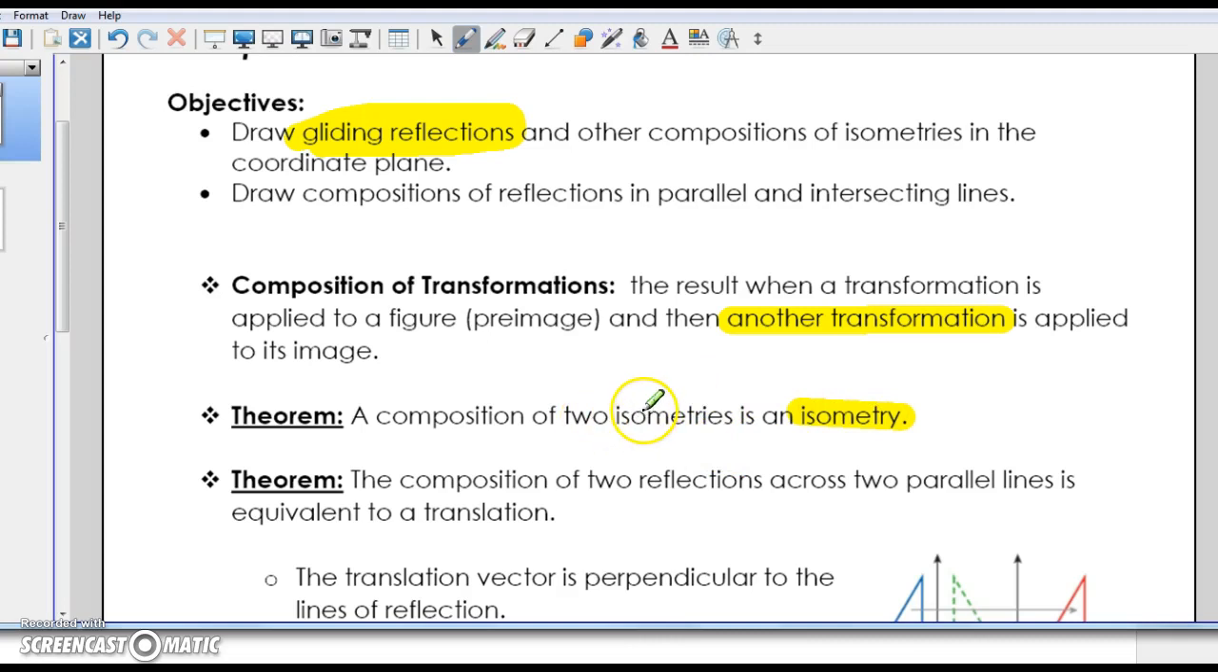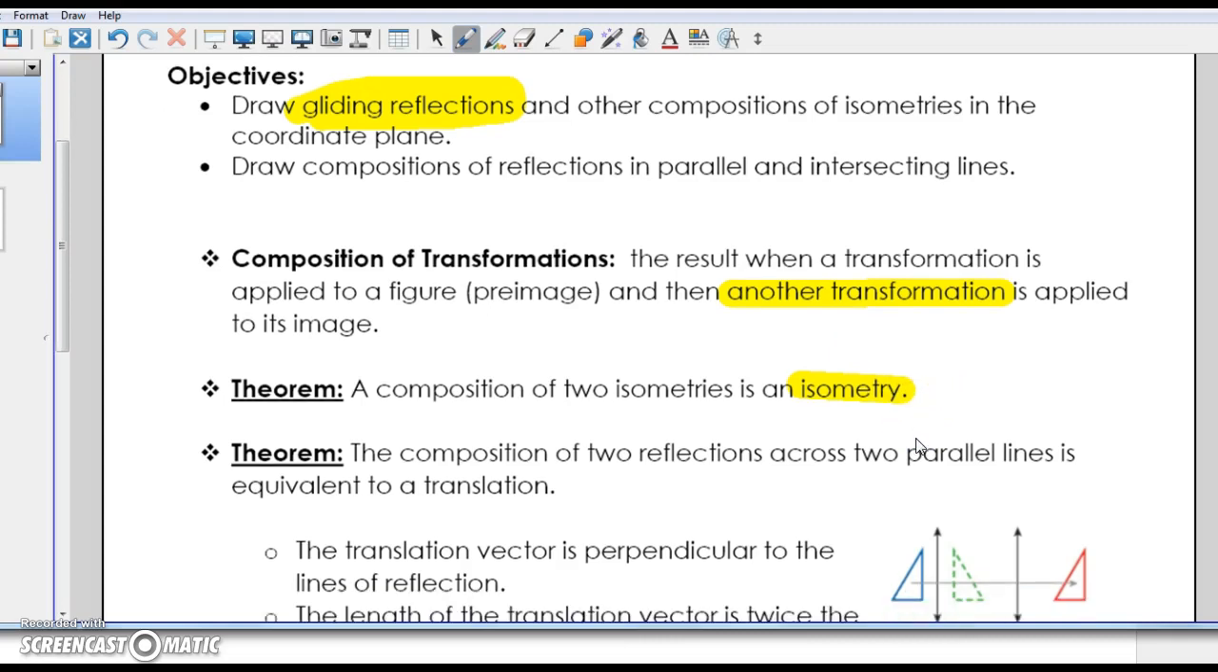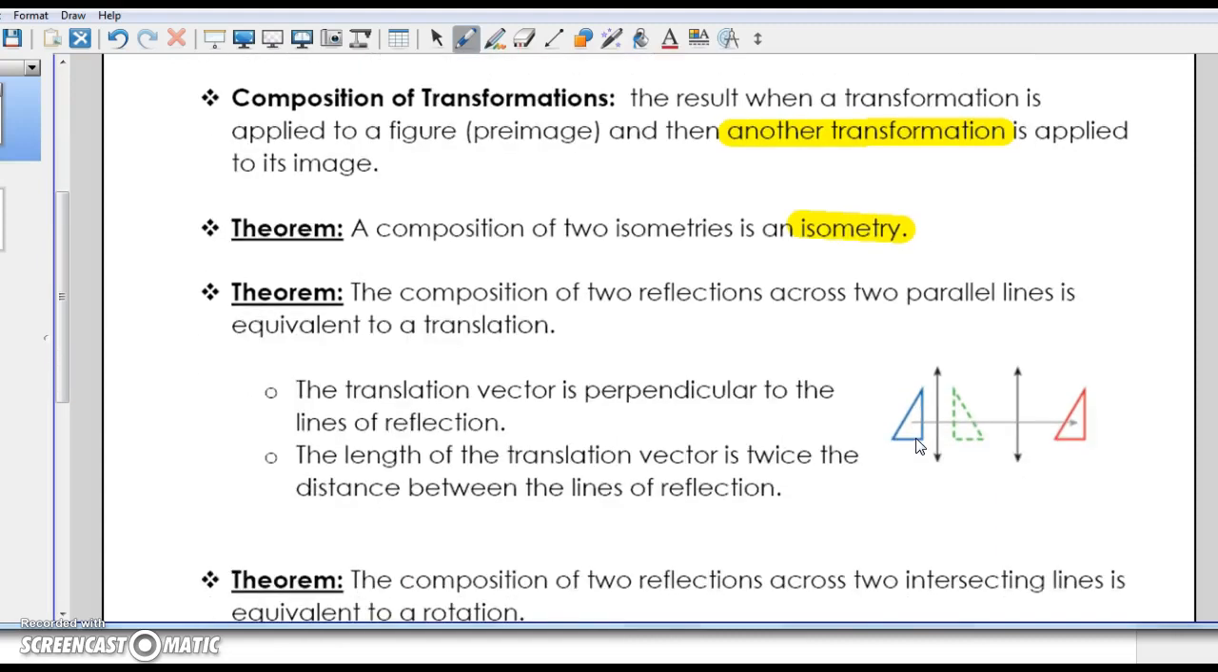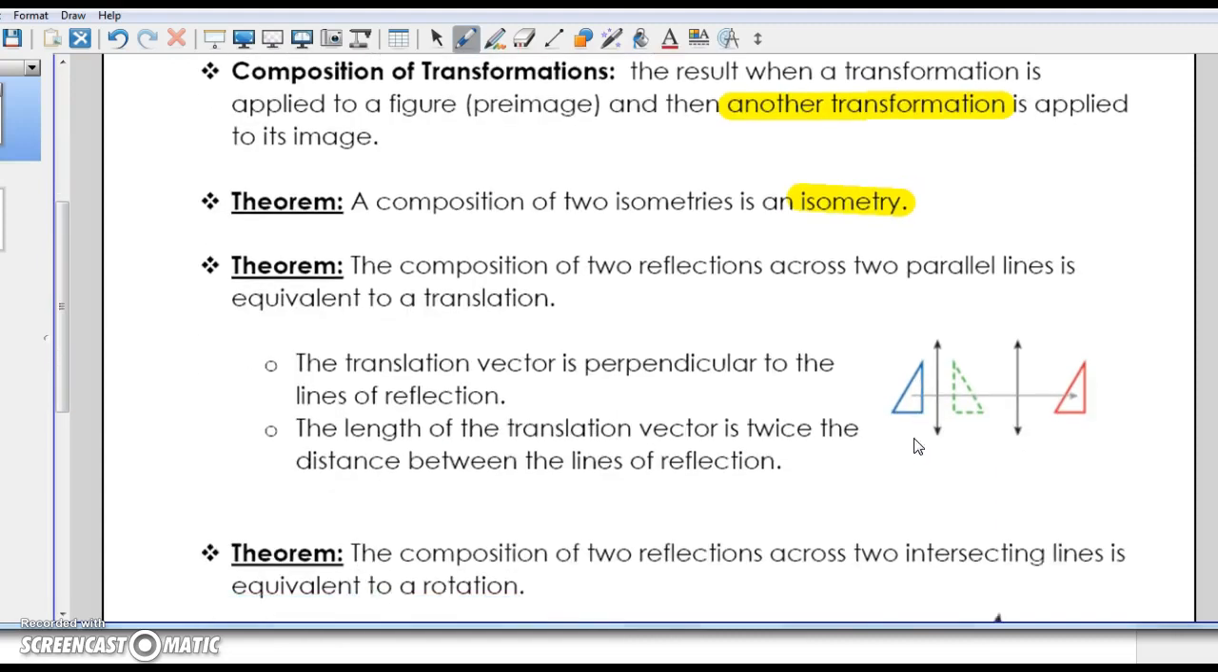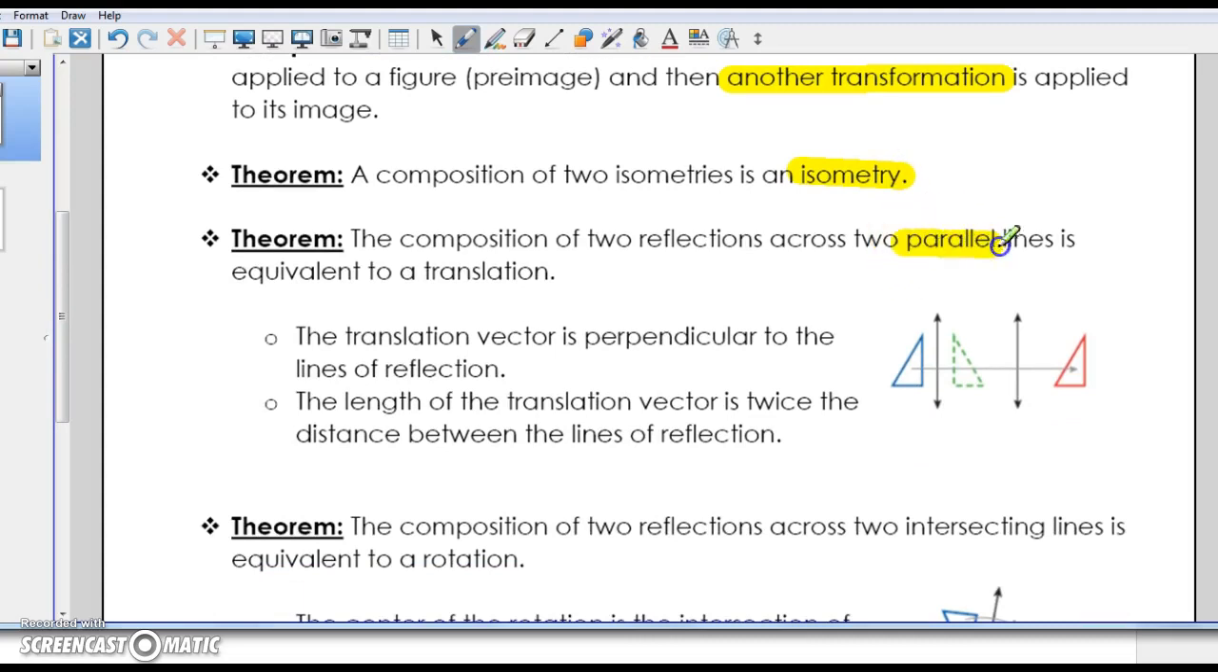So let's say our 2 isometries were a reflection and a translation. Well, that means after you reflect it and after you translate it, your end result will still be an isometry. We are not changing the size or the shape at all of our figures today, and nor have we at all in this chapter. Then we have 2 more theorems that talk about reflections. One of them is a reflection across parallel lines, and one of them is a reflection across intersecting lines. The composition of 2 reflections across 2 parallel lines is actually equivalent to a translation.